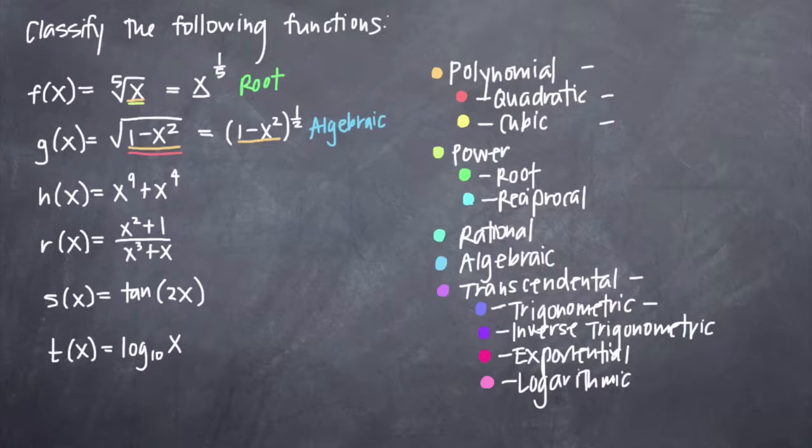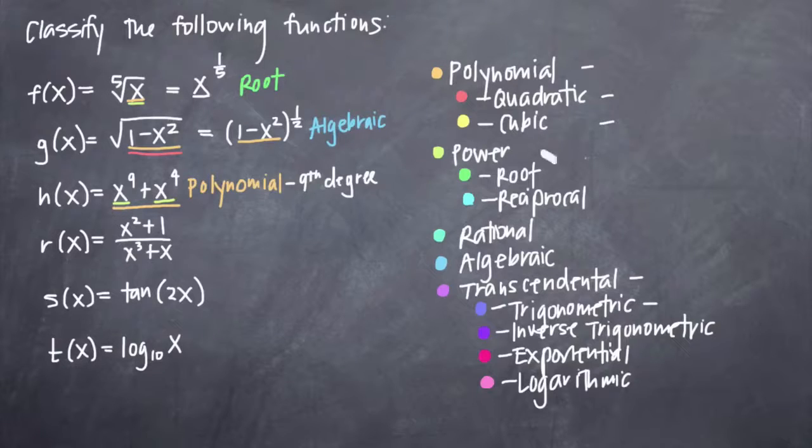For our third function, h of x, you can see that we have individual power functions. x to the 9th is a power function, and x to the 4th is a power function. But when we add them together, they become a polynomial function. x to the 9th plus x to the 4th will be a polynomial function because our exponents here are non-negative integers. However, if we really want to be thorough, we should go ahead and call this a 9th degree polynomial because the largest exponent is 9, which makes this a 9th degree polynomial.